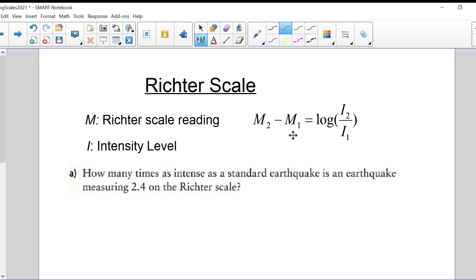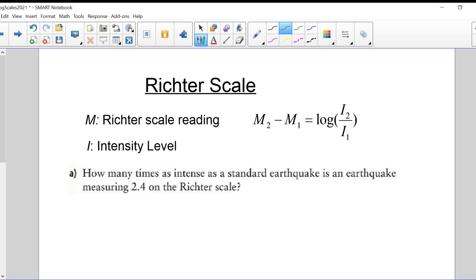So I'm comparing two earthquake intensities, right? And I'm using the I2 over I1 again. I'm comparing their actual intensities. So again, the actual intensities are not the same as the scale that we use. This Richter scale is a log scale. I'm just going to throw something out to you before I even get to the first question.